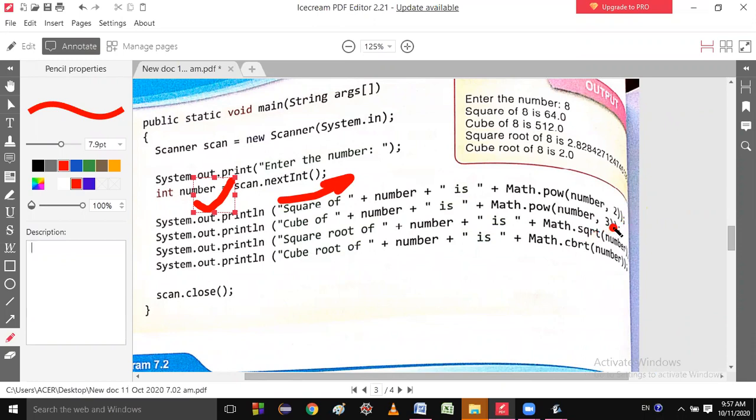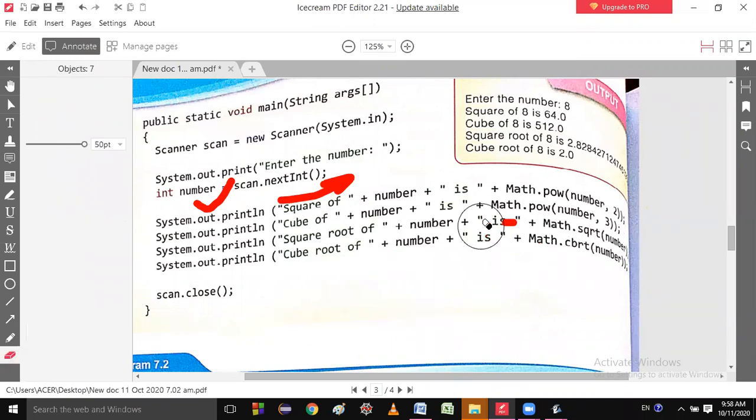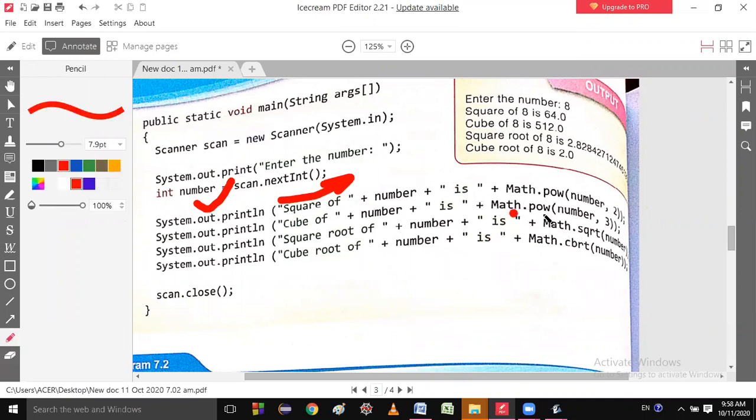For the cube, you need to write 3 here. You know power, right? 2 power 2, 2 power 3. Yes. The function is the same, but only this power will be changed. Is it clear? Yes. So you will write Math.pow(number, 3) for getting the cube, and for getting the square, Math.pow(number, 2). Is it clear right now? I think it is clear.